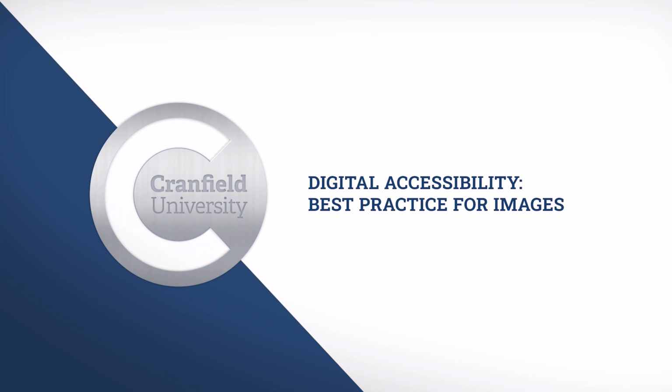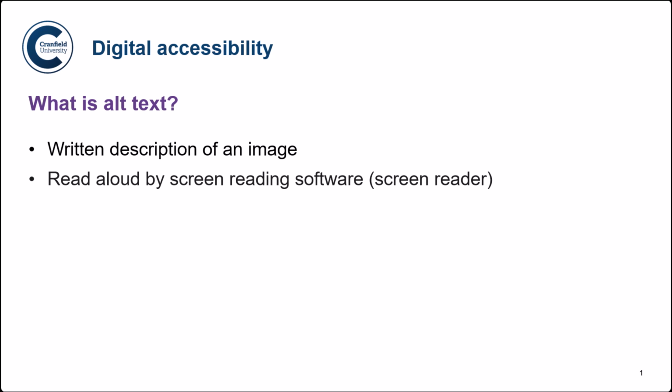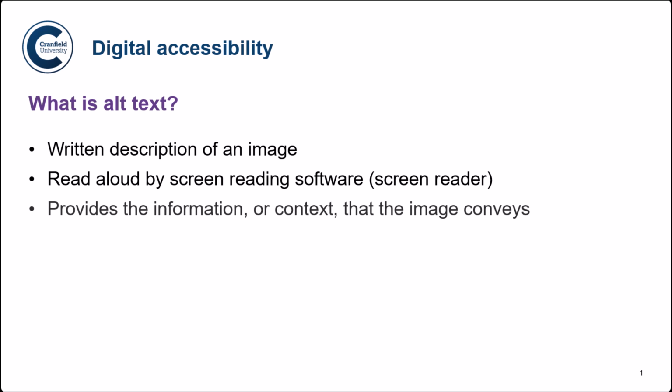In this video, we demonstrate how to make images accessible by adding alternative text, also known as alt text. Alt text is a written description of an image that can be read aloud by screen reading software. For someone who can't see an image, alt text provides the information or context that the image conveys. Without it, they might miss important content or not understand the full message of your document, presentation, or email.